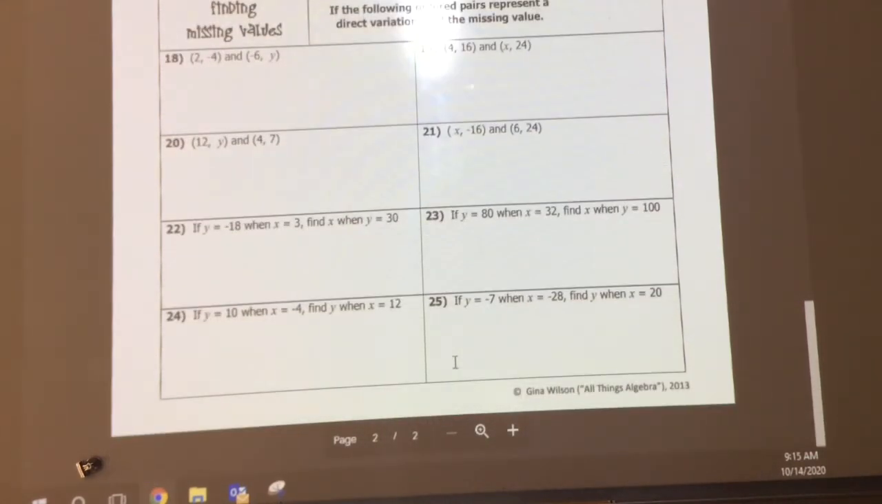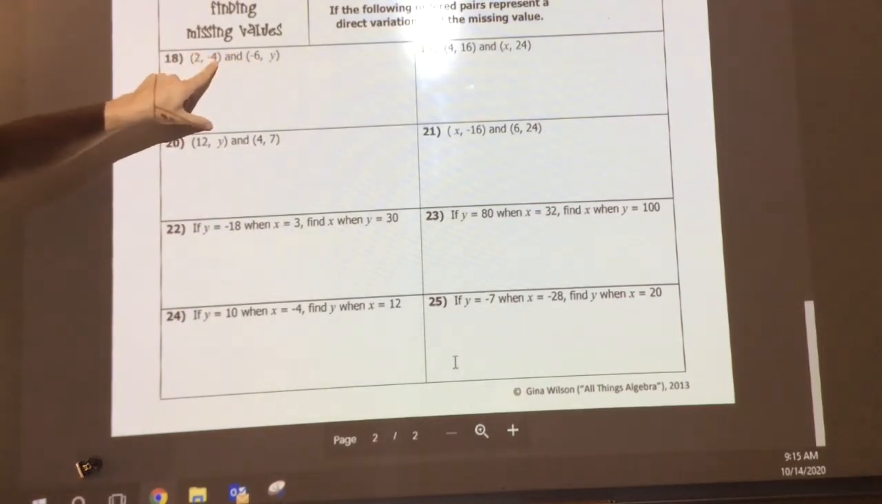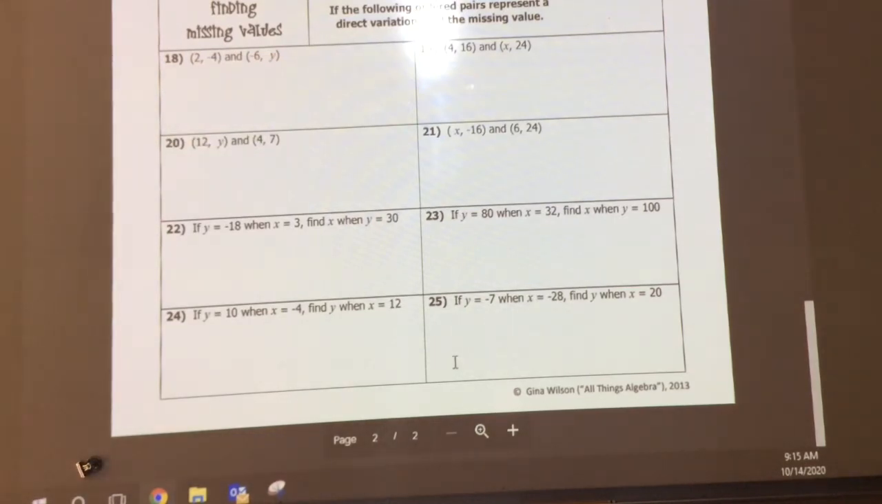Okay, with our last 7 minutes of class, it says finding missing values. This is probably the most important part of all of this. Notice that it's giving me certain pieces but not the other pieces. This ordered pair, I have my 2 pieces. This one, I don't. Can we agree with that? I want you to write down everything I'm about to write down. I want you to see this.